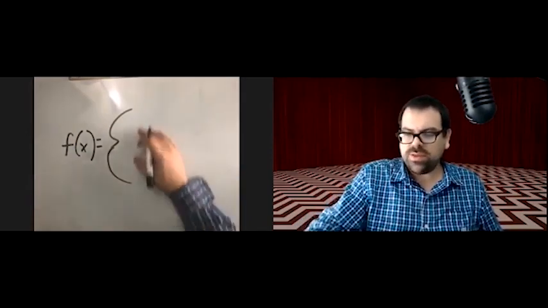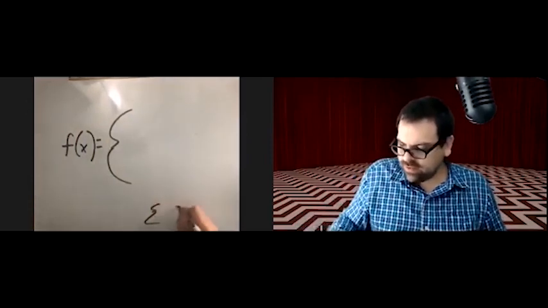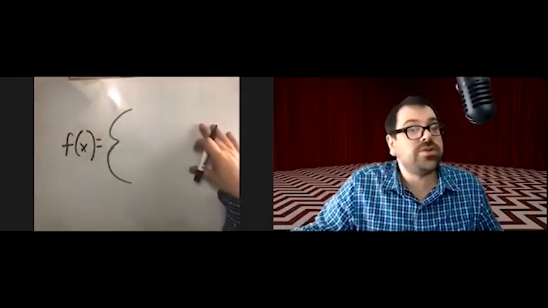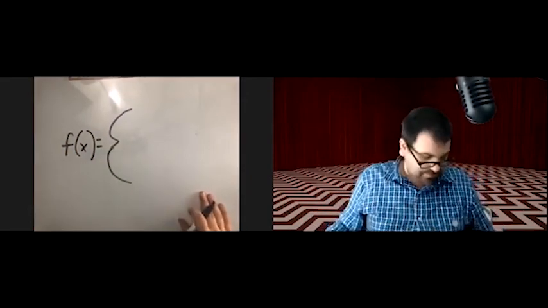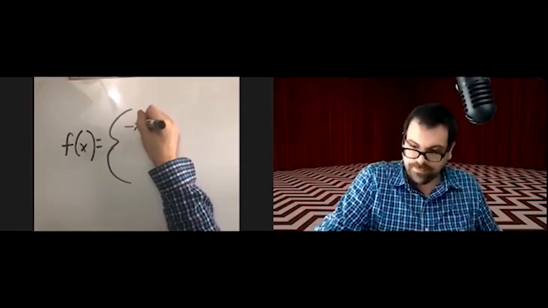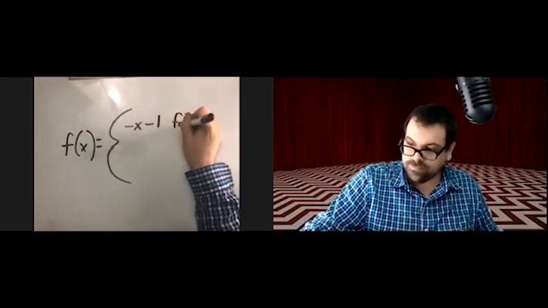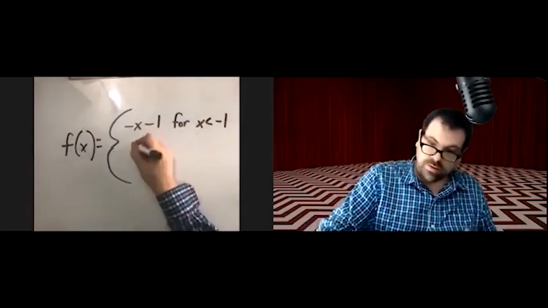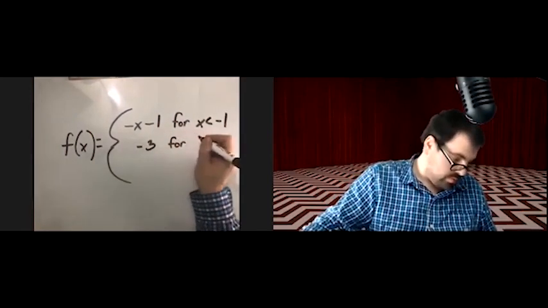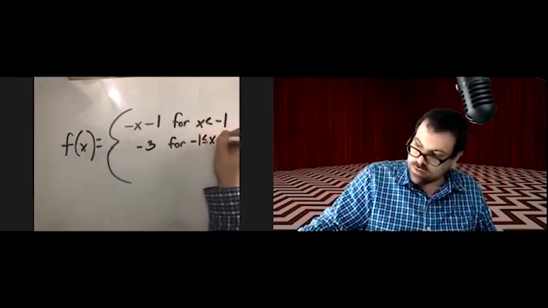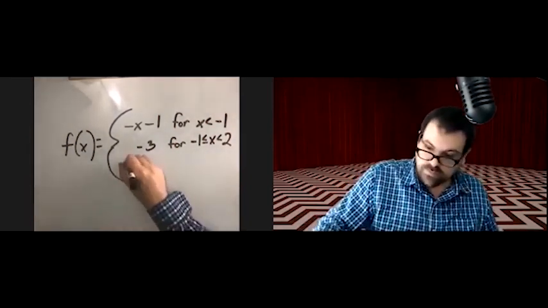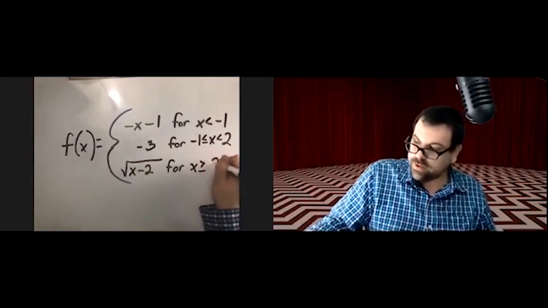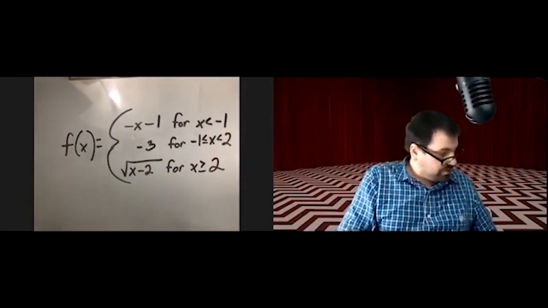So this is all this big symbol here, this left brace, like we would see on a set, just the left one, is going to group together a bunch of different functions, different conditions. This will be the function we're going to look at.